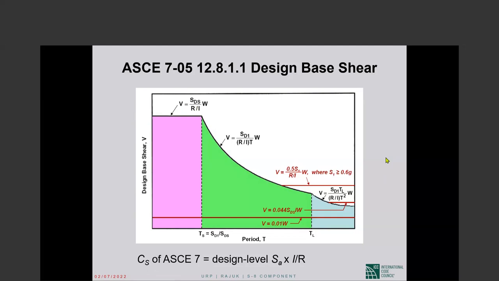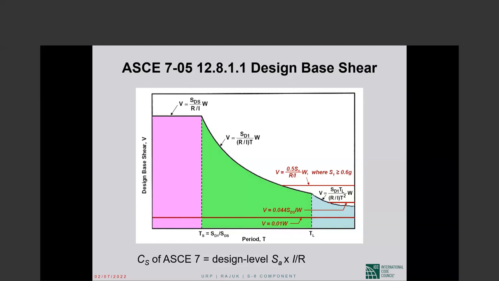The modification number 4 is the descending branch, or this third branch, 1 over T or 1 over T squared, will give us zero base shear at a long enough period. And we do not want to design for zero or very low base shear. So we impose minimum values of design base shear.